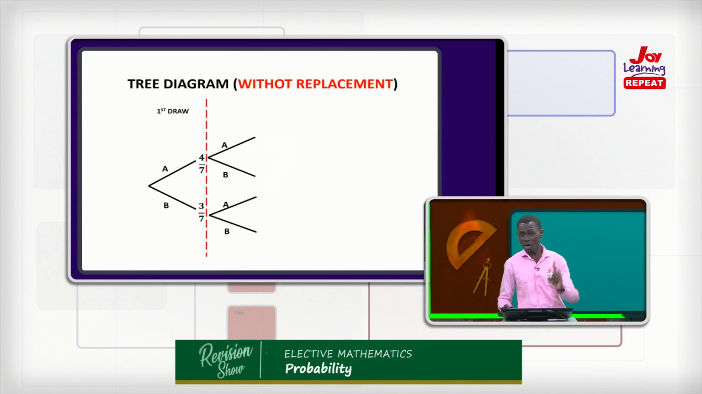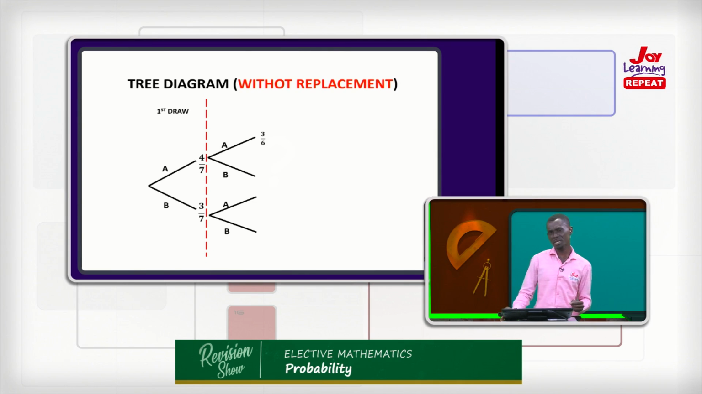happen. The number of ripe oranges reduces by 1. So they are no longer 4, they now become 3. Something else happens. The total number of oranges in the bag also reduces by 1. So they are no longer 7 oranges, there are 6, because we did not replace it, so it is somewhere outside. So the probability of picking a ripe orange will now be 3 divided by the total number, 6.